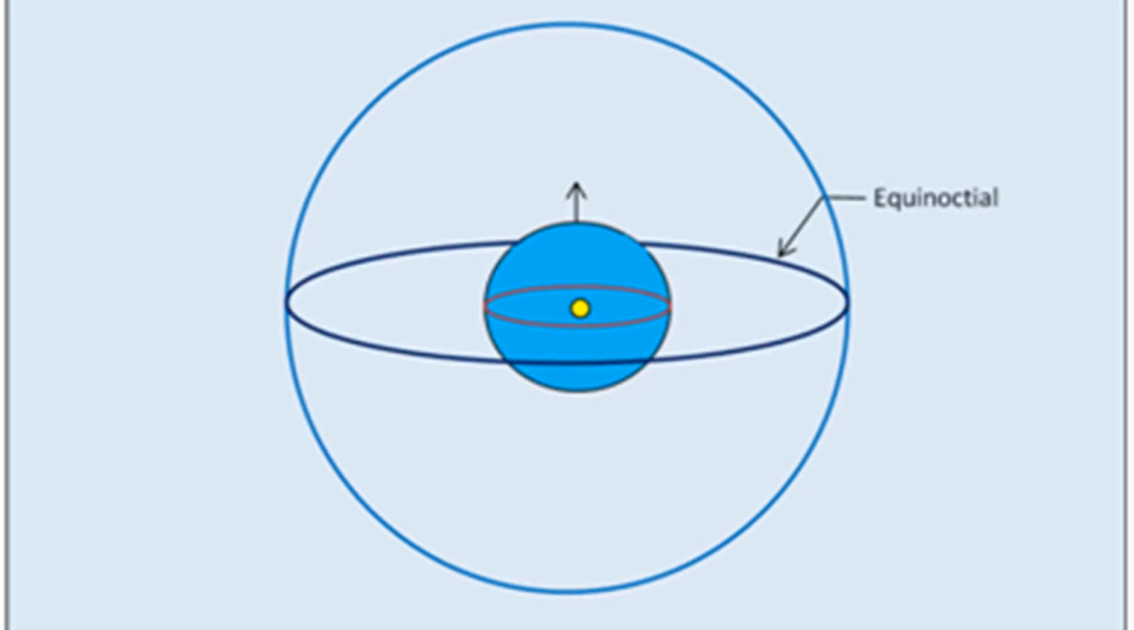Now the Earth orbits around the Sun, and this orbit is not circular, it is elliptical, with the Sun located at one of the foci. This we are going to learn in Kepler's law very soon. But now, the Earth orbits around the Sun, and if we extend the plane of Earth's orbit till the celestial sphere, what we get is the plane of ecliptic.